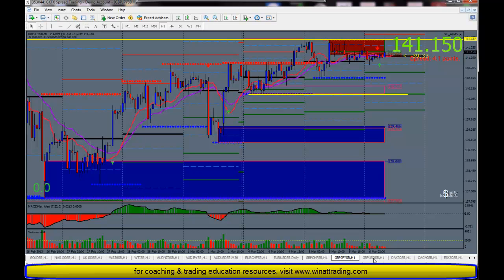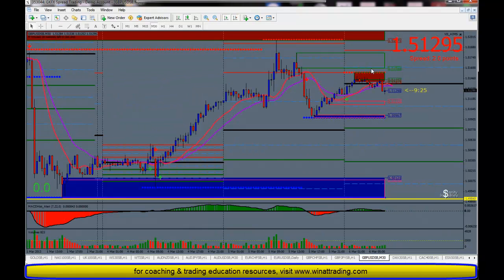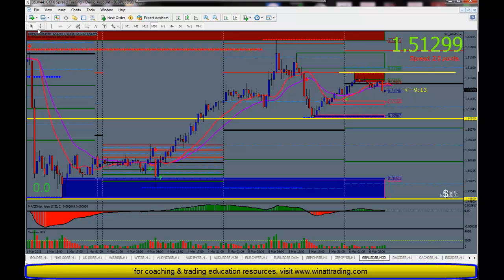Let's look at the pound dollar on the 30-minute time frame. We're looking for longs on the 30-minute above here, and shorts below that area there. So longs above 1.51524 and shorts below 1.50909, and that'll give us the best risk parameters, 42 pips to the upside at least, and 81 pips to the downside.